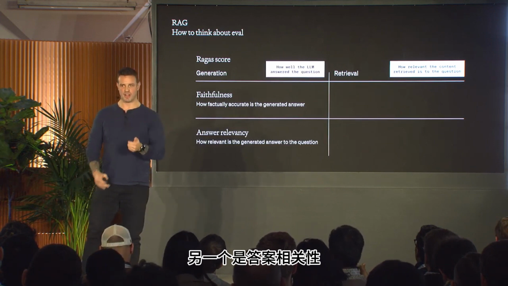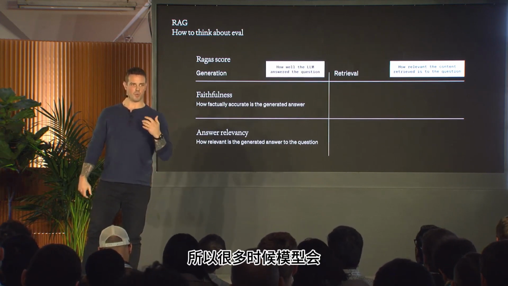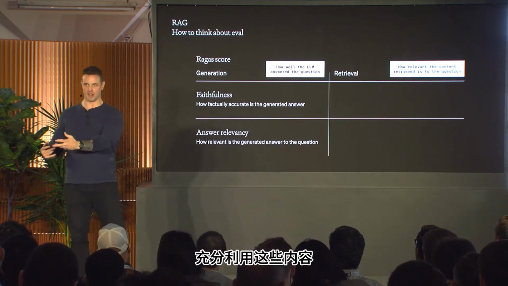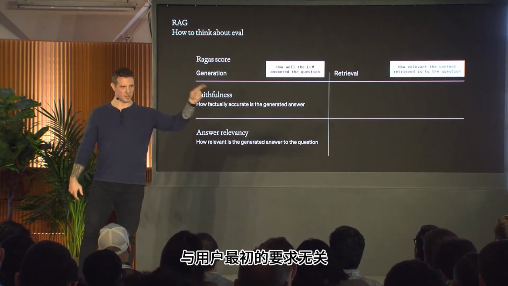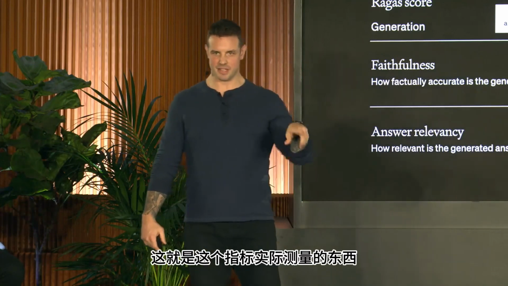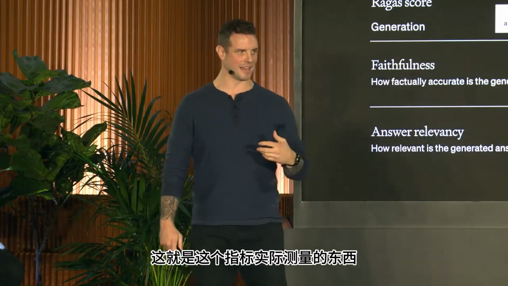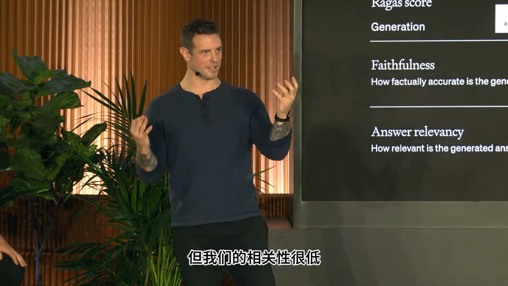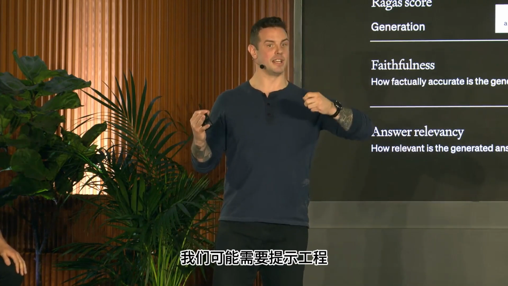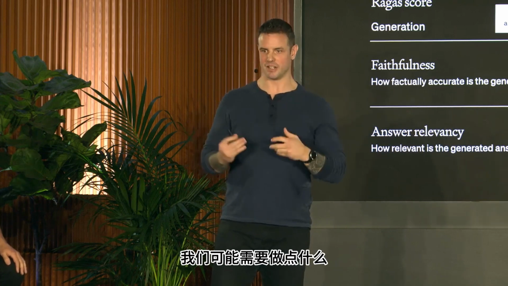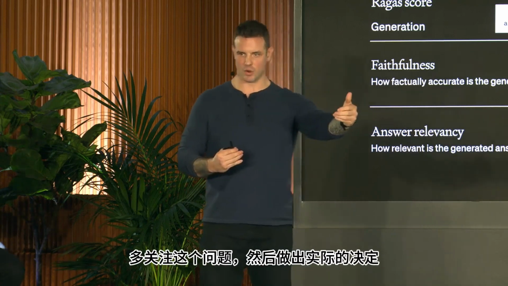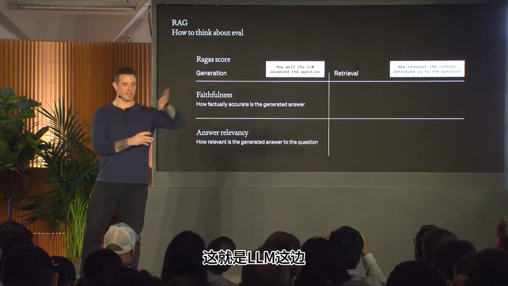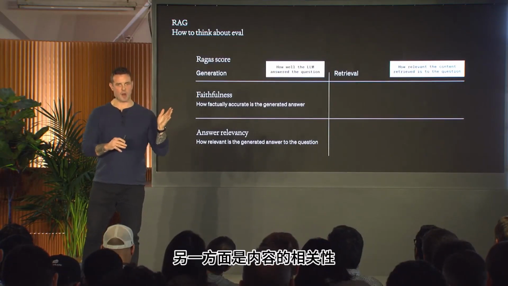The other one is answer relevancy. A lot of the time, the model will get a bunch of content, and then it will make an answer that makes good use of that content, but actually has nothing to do with what the user originally asked. That's what this metric measures. So if you find, okay, it's all factually correct, but we have a very low relevancy, that means we probably need to prompt engineer, or do something here to make the model pay more attention to the question and decide not to use the content if it's not relevant. So that's on the LLM side, but the other side is how relevant is the content?